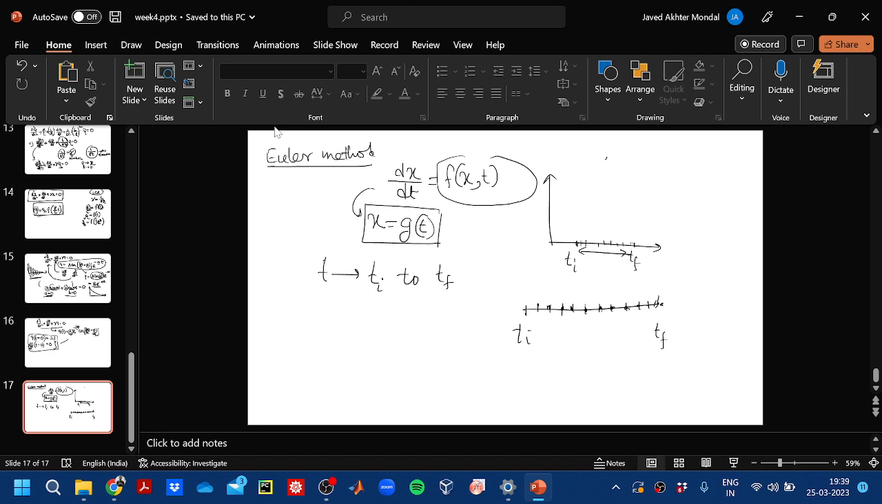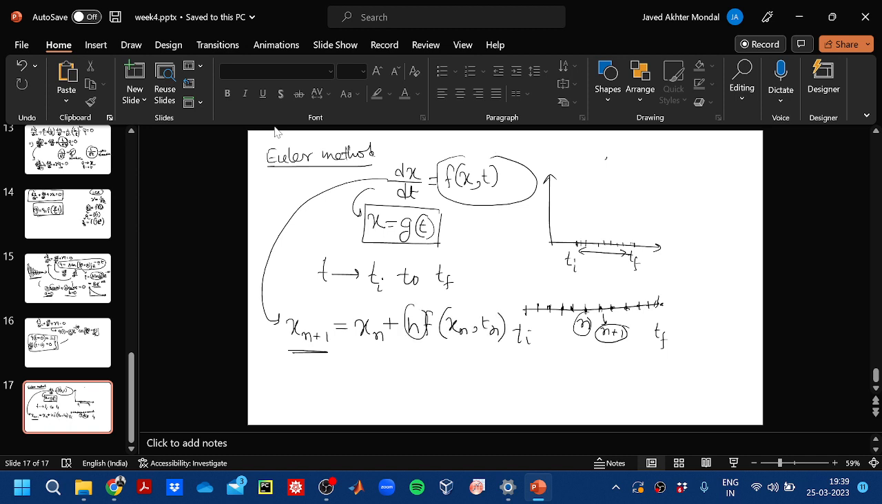Suppose this is our nth point, and this is our n plus 1th point. What does the Euler method tell us? The Euler method tells us that x at n plus 1 will be equal to x at n plus h into the function of x n, t n.